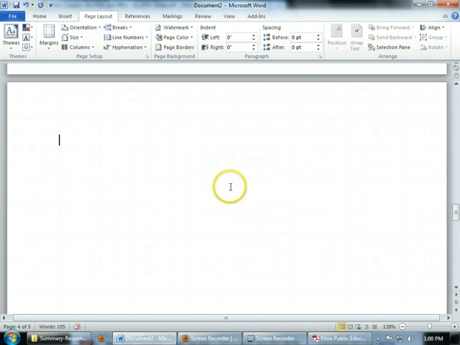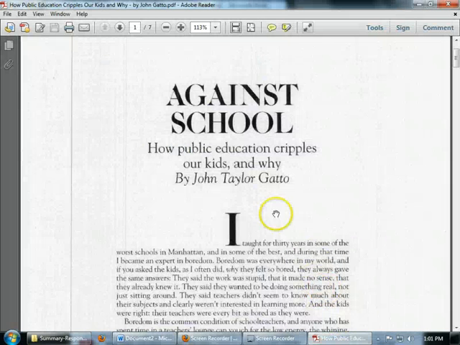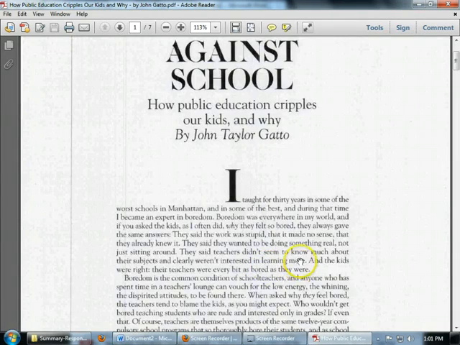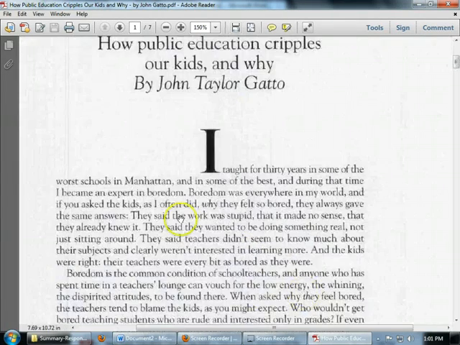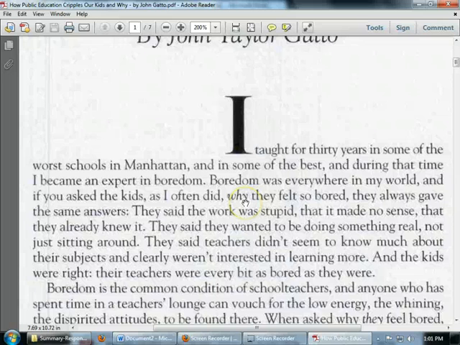The best way to start with a summary, because it has to be a complete summary from beginning to end, is to write what is called a gist statement. The strategy is to write a gist statement for every paragraph of the article. And that's your first step. What is a gist statement? It's basically a short sentence or brief fragment that captures, well, the gist of the paragraph. What is the main idea here? Remember, you're focusing on main ideas, not minor details or supporting examples or things like that.